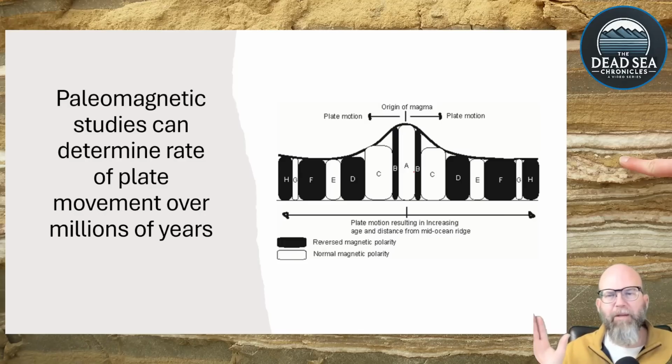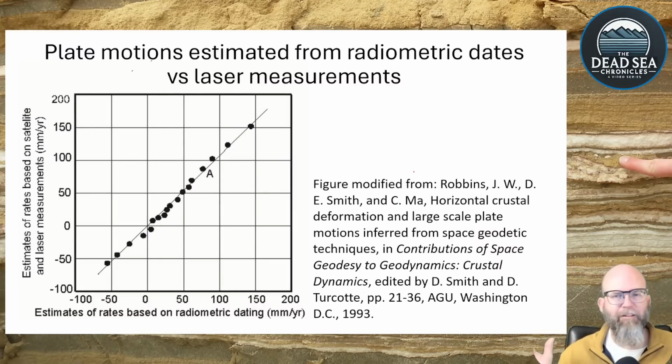I was going to talk about paleomagnetic studies as another way to estimate plate motion from the past, but I'm just going to suggest you read about that in my write-up for this particular section, which is on my blog. That'll have a much more extensive explanation of some of these things. But I want to focus on the interesting data here, plate motions estimated from radiometric dates versus laser measurements.